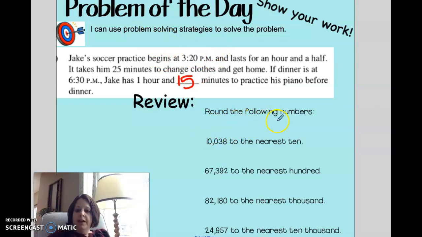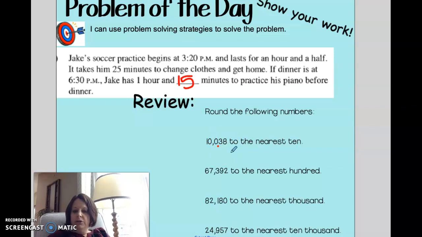Now I'm looking down here at the review. It says round the following numbers. So I'm going to round 10,038 to the nearest 10. We know we have the ones, tens, so the 3 right here is in the tens place. So we're going to round it to the nearest 10. We have 38. Does that round closer to 30 or closer to 40? It's 40. So rounding 10,038 to the nearest 10 is going to be 10,040.